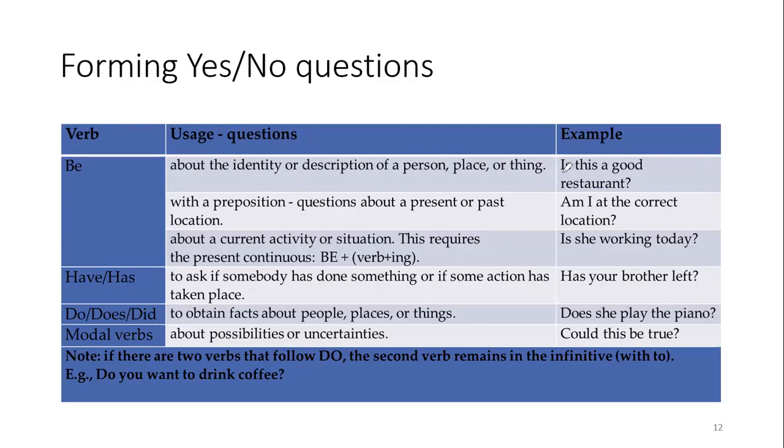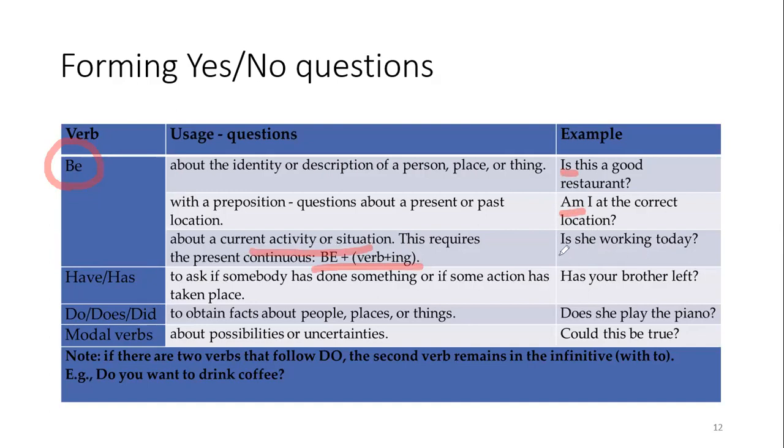right here you can see is using be verb. And then with a preposition, questions about present or past location. Am I at the correct location? Right? Mama me in Harithanada. Right? Yes or no? And then of course about a current activity or situation. Right? About a current activity or situation also you can ask using be verb. Yes, no question. Right? So you can see here be plus verb plus ing.